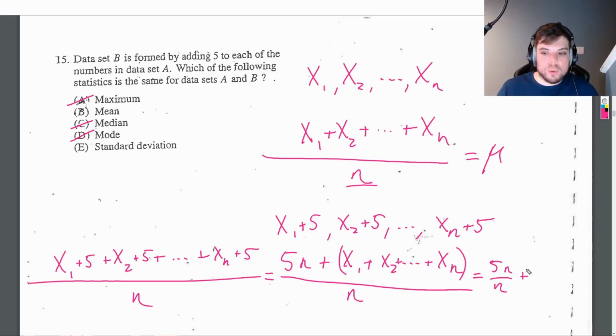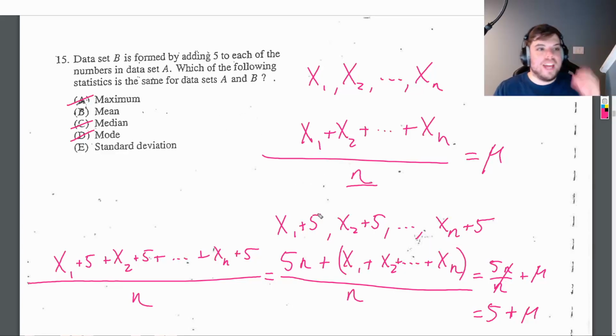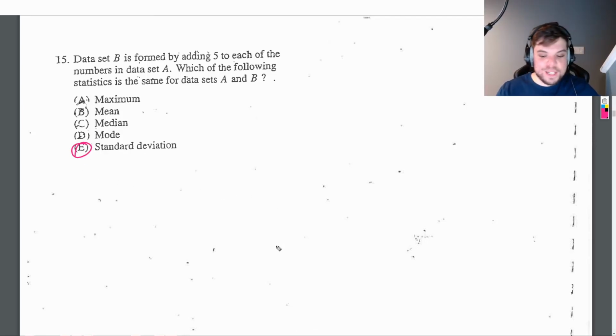x1 plus x2 and so on over n was the initial mean. Let's call that mu. So 5n over n plus mu. The n's are going to cancel, leaving just 5 plus mu. And we've just proven, in case you were curious, that when you add 5 to every single number in a data set, everything is going to go up by 5. The maximum, the mean, the mode, the median, the minimum, all of these are going to go up by 5. We've just eliminated these four. It means our answer is standard deviation. Do you want to prove it? Let's see. Do I want to even try to prove it?